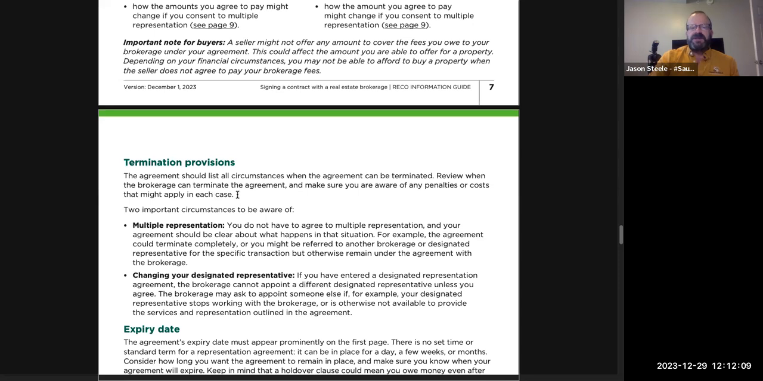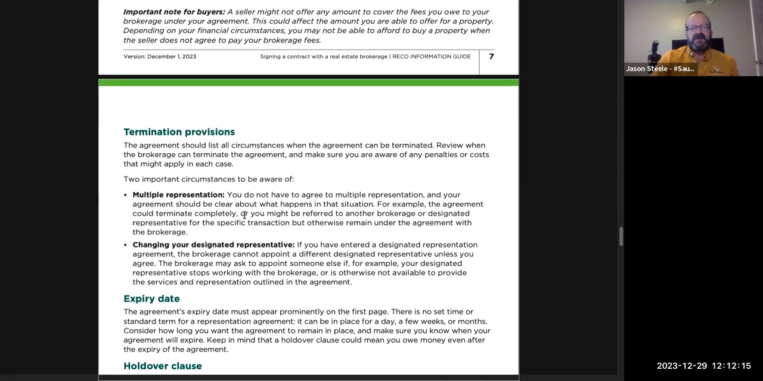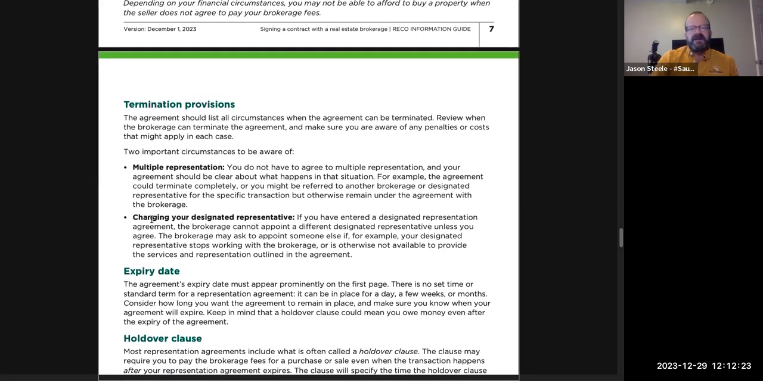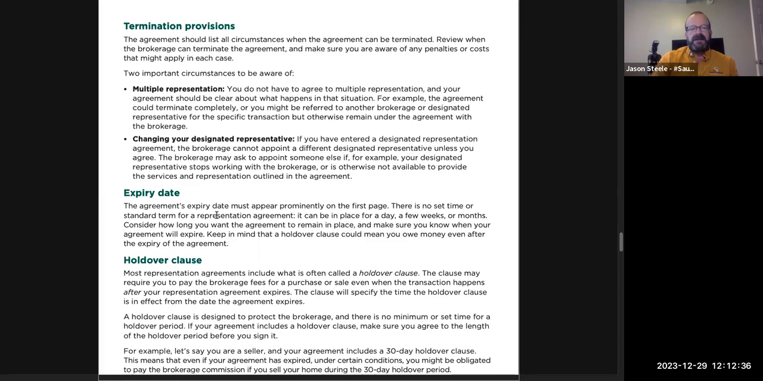Review when the brokerage can terminate the agreement and make sure you're aware of any penalties or costs. Two important circumstances to be aware of: number one, multiple rep. You do not have to agree to multiple rep, and your agreement should be clear about what happens in that situation. And number two, changing your designated representative. If you've entered a designated representation agreement, the brokerage cannot appoint a different designated rep unless you agree.